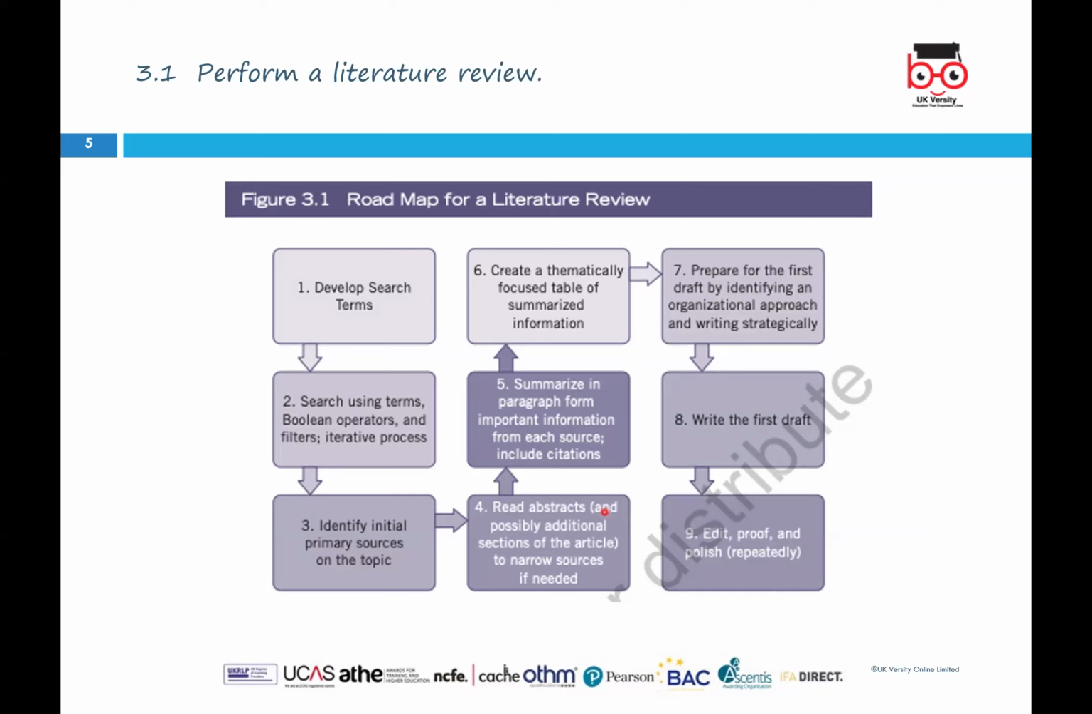Even in your results section, when you have the results of your studies, you mainly focus on your results and make themes of them. For instance, there were 5 articles that looked at respiratory diseases, and 10 articles that looked at respiratory deaths because of COVID-19. So you make different themes of those articles in your results section. Prepare for the first draft by identifying an organizational approach and write strategically. You write up the results, write the first draft, and then edit, proof, and polish. It is a repeated process. That is a short roadmap for a literature review.